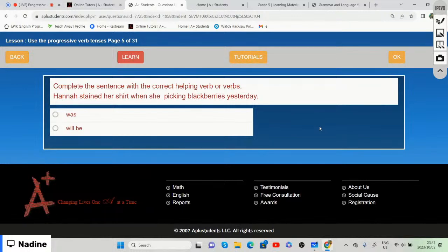And then Hannah stained her shirt when she was picking blackberries yesterday or will be picking blackberries yesterday. So if you look at the word yesterday, is yesterday something that happens now? Is yesterday things that happened in the past? Or is yesterday things that will be happening in the future? So Hannah stained her shirt when she was or will be picking blackberries yesterday.